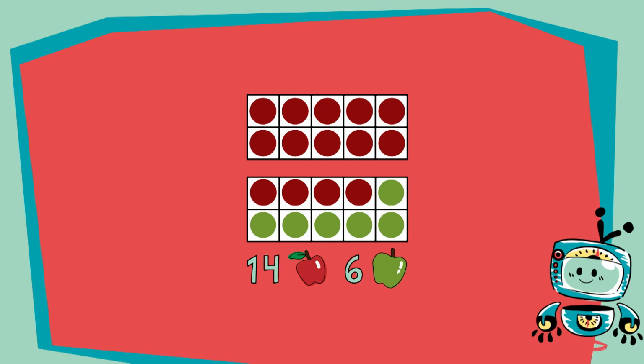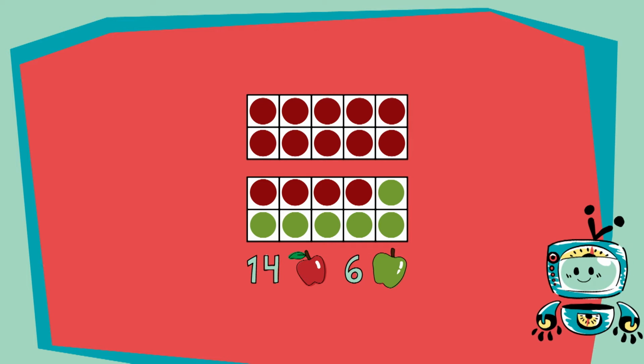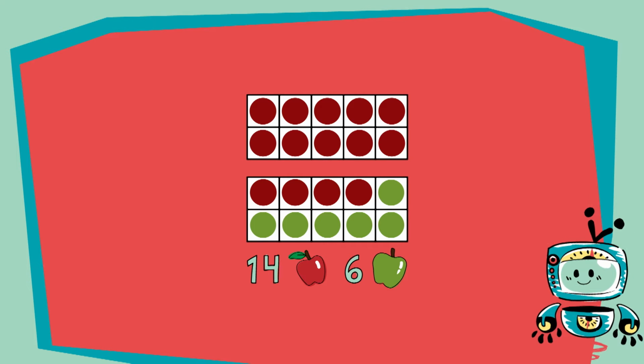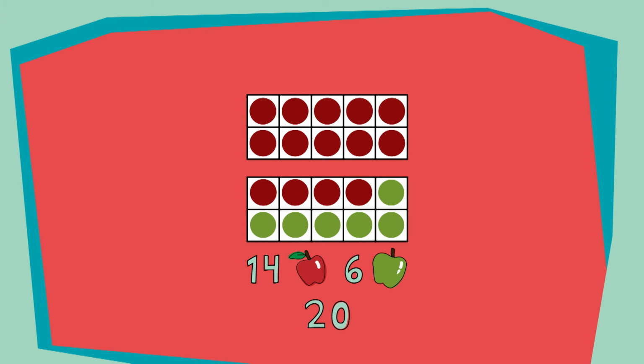Tell a friend what you notice. Awesome! I noticed the same. Both 10 frames are filled up. That means that Moesha has 20 apples altogether. When both 10 frames are filled up, it means I have 2 groups of 10, which has the same value as 20. We figured out that Moesha has 20 apples.